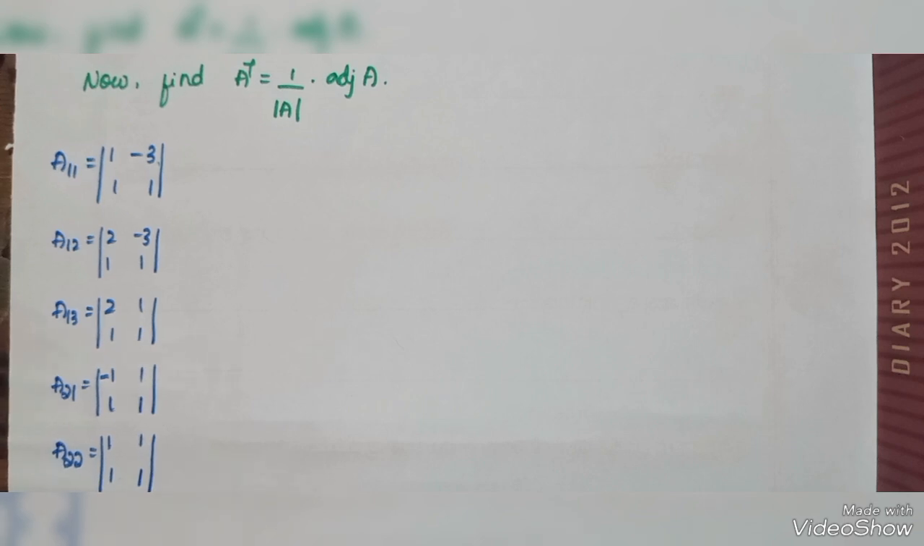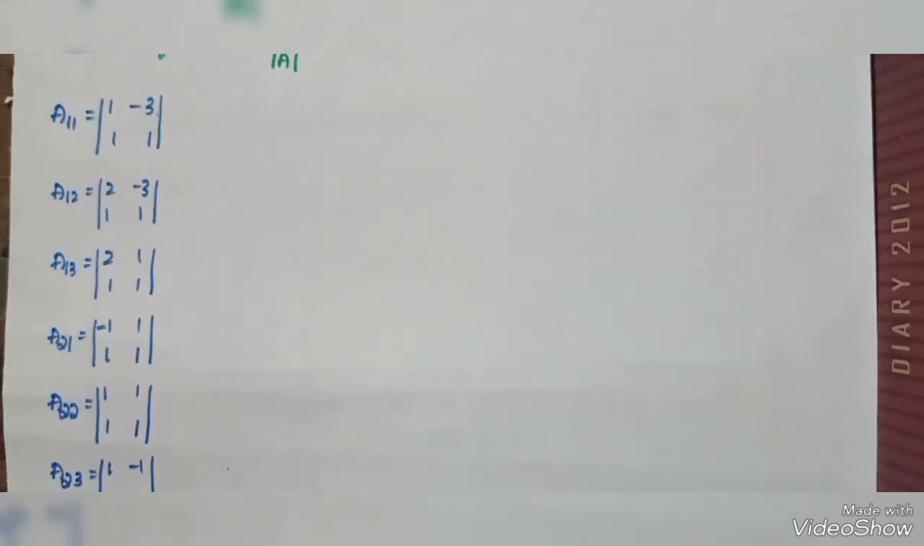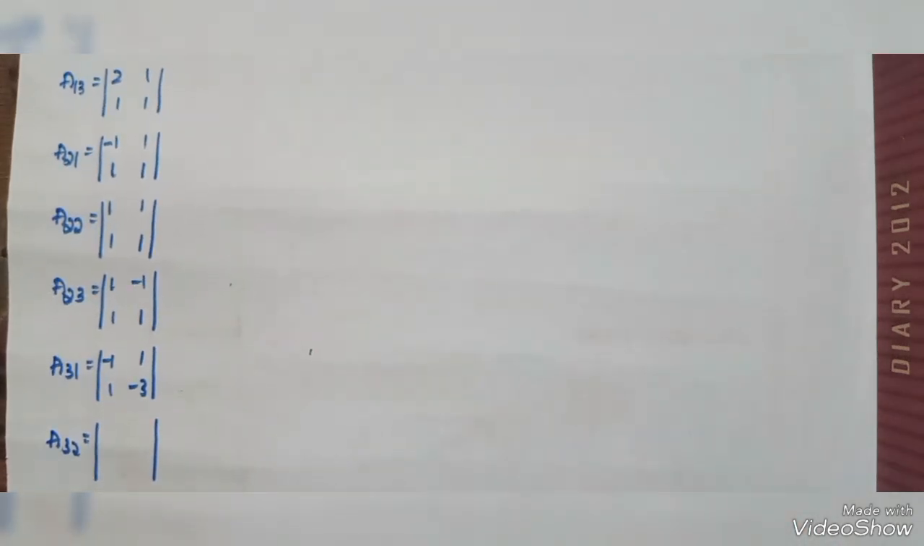A31, minus 1, 1, 1 minus 3. Again A32. The elements A32, what are those? 1, 1, 2 minus 3. Then A33, that is 1 minus 1, 2, 1.